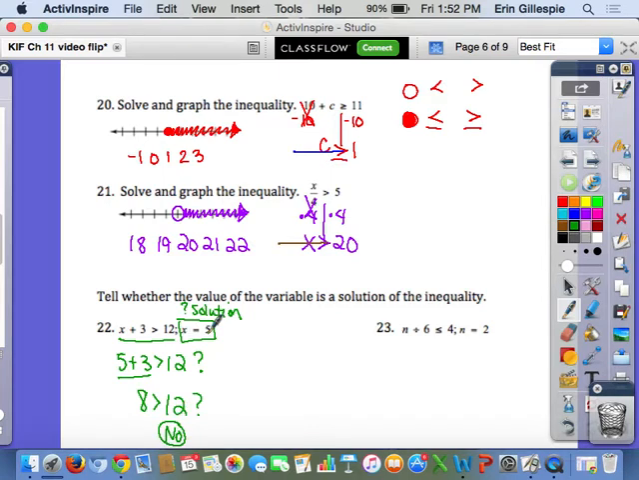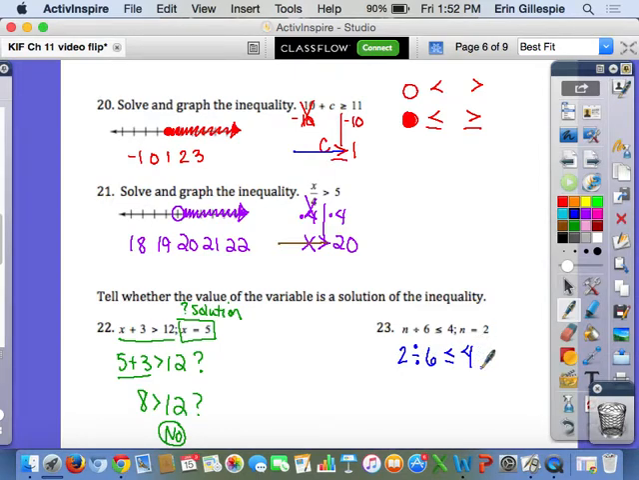23, you have n divided by 6. It might be a little hard to tell in the video here, but on your sheet it should be clear. That's n divided by 6 is less than or equal to 4. We're testing to see if n equals 2 is a potential solution of that inequality. So again, I want to put 2 in for n. So 2 divided by 6 is less than or equal to 4.